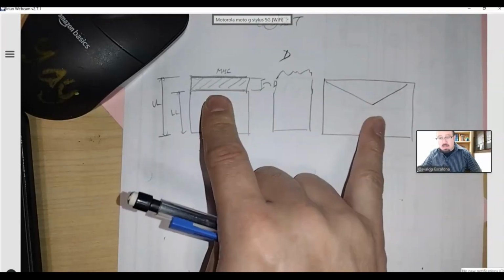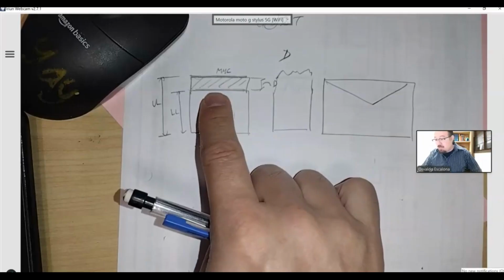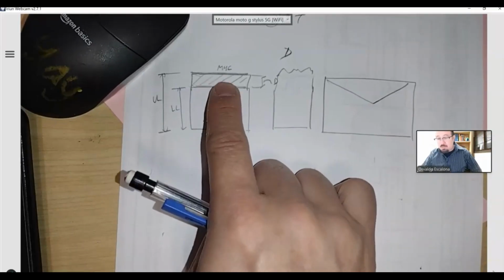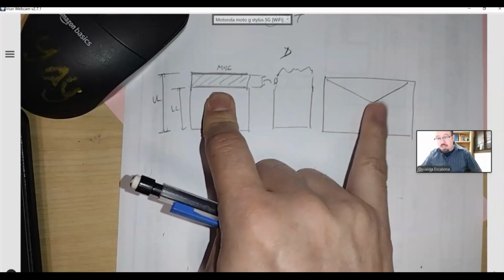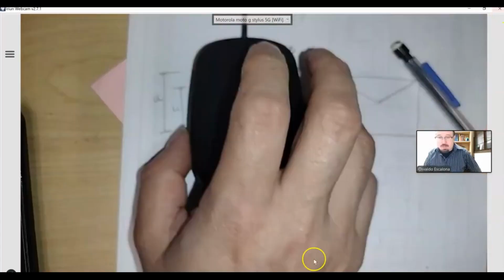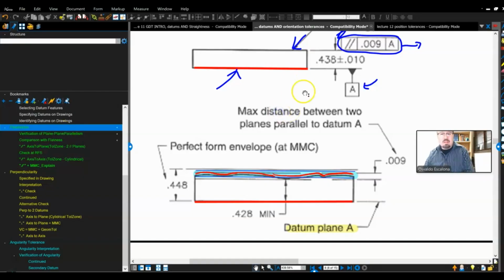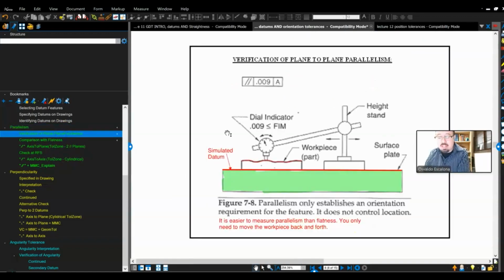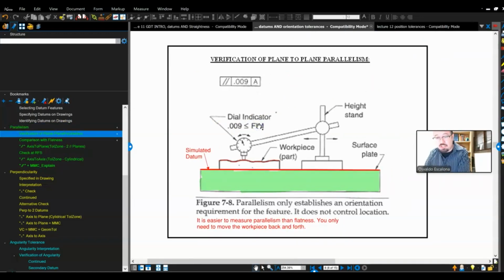If my part comes at LMC, which is the smallest I can get, I still have a tolerance zone that I can vary from. Therefore, I will allow for form variation. Hopefully that makes sense. Okay, this is a feature surface which will follow the envelope principle, which again doesn't really account for the GD&T.